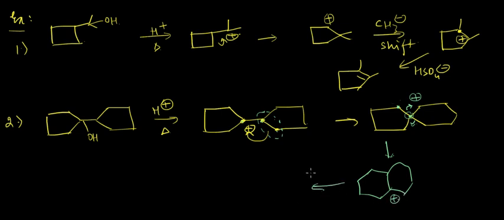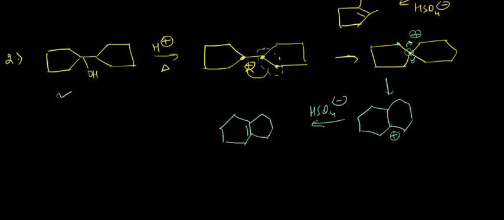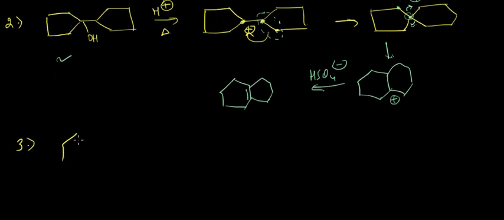now next what will happen is, in presence of HSO4, when we heat it, the double bond will be formed between the common carbon atoms. This will be the product of this reactant substrate. Okay, what about this case? We have something like this, and this here, and we react it with again H plus, and we heat it.